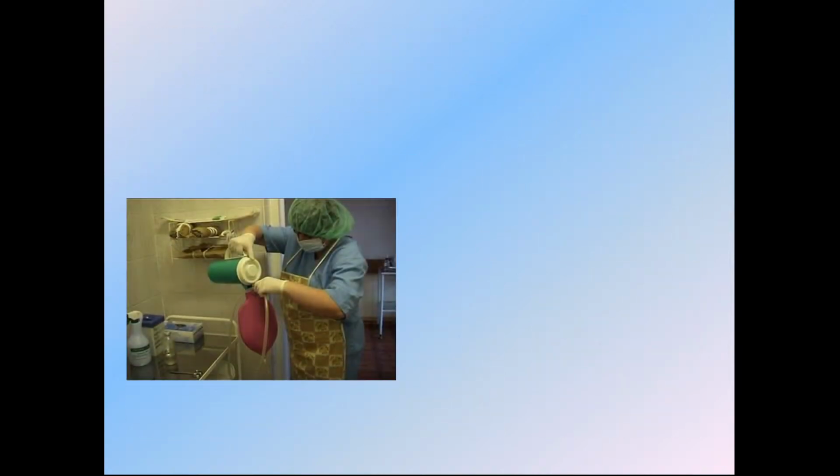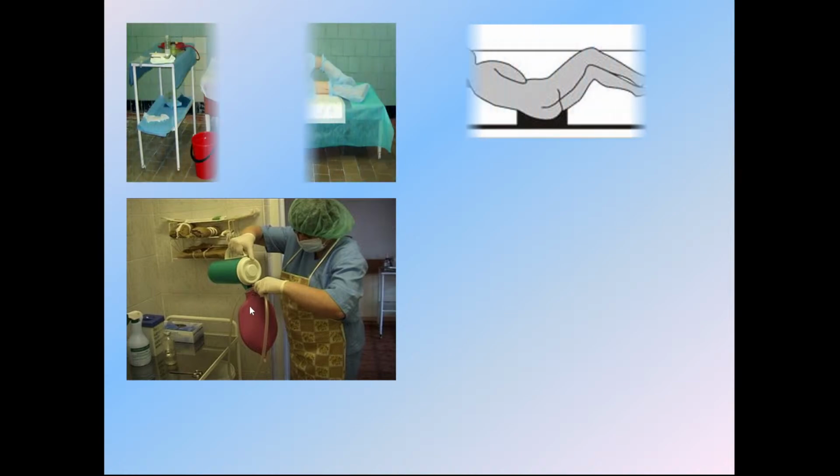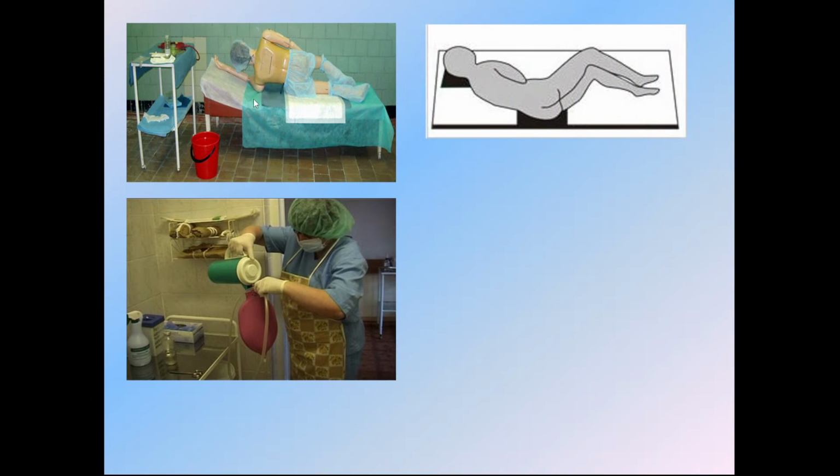First of all, we'll prepare the Esmarch irrigator. We'll take boiled water with different temperatures, about which we remember. Then we'll put the patient on the left side, and under his buttock we'll put an oilcloth.